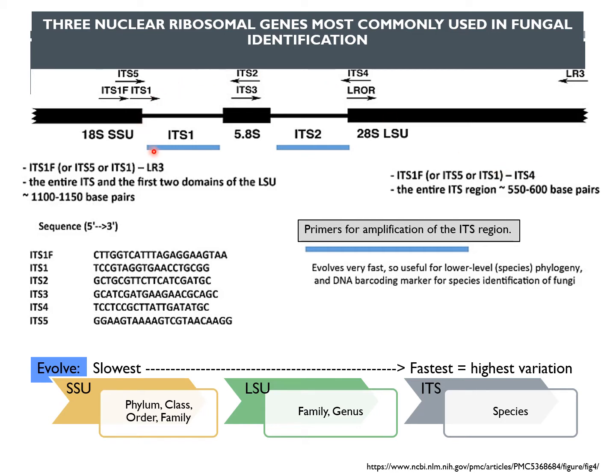And here are the regions of the ITS1 and ITS2. For amplification of the ITS1, you can select the primer ITS1F to LR3, or ITS5 to LR3, or ITS1 to LR3. And the entire ITS and the first two domains of the LSU will generate about 1,100 to 1,250 base pairs of PCR product. And here are examples of other PCR primer sequences that you can select.